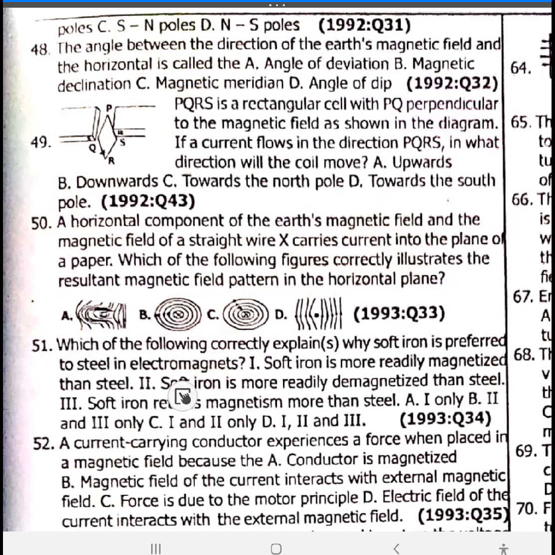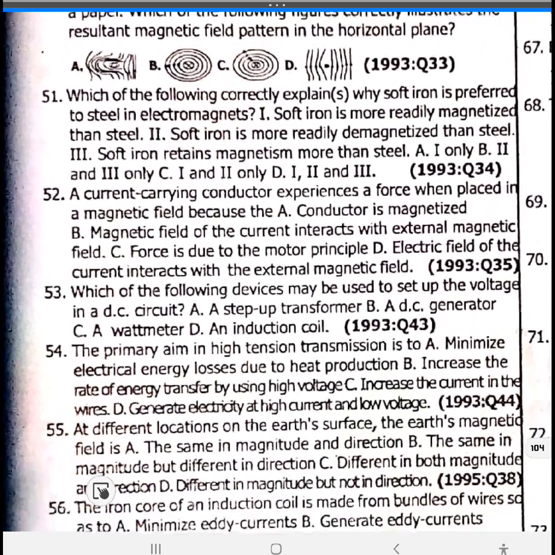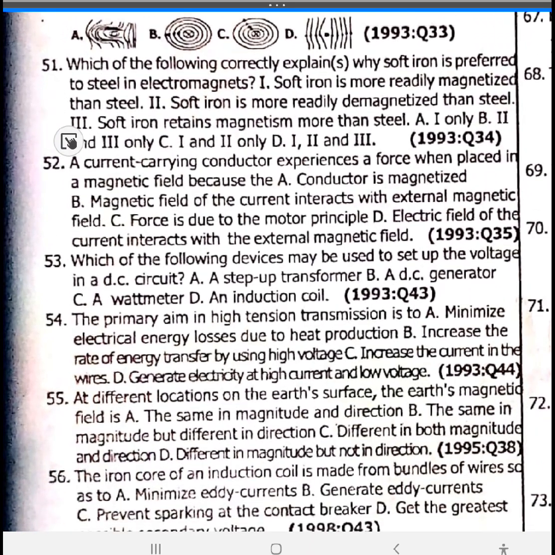Which of the following correctly explains why soft iron is preferred? It is more readily magnetized, and at the same time it loses it easily too. 51 is option C. 52. A current carrying conductor experiences a force when placed in the magnetic field, because the magnetic field of the current interacts with the external magnetic field. Option B. 53. Which of the following devices may be used to step up the voltage in a DC circuit? An induction coil. 53 is option D.